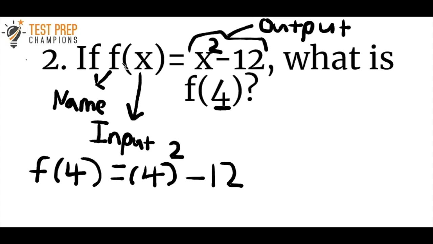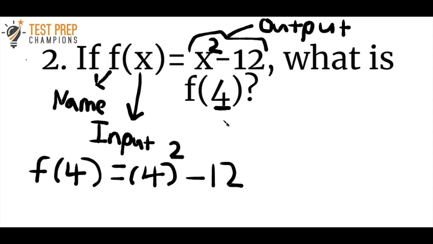Hopefully you see the connection here, right? Because f of x is equal to x squared minus 12. So f of 4 is just 4 squared minus 12. Now if it was f of 5, it would be 5 squared minus 12. Or if we put in f of 10, it would be 10 squared minus 12. So in this particular question, it's 4. So we plug in 4. So our input is 4. So we have 4 squared minus 12.